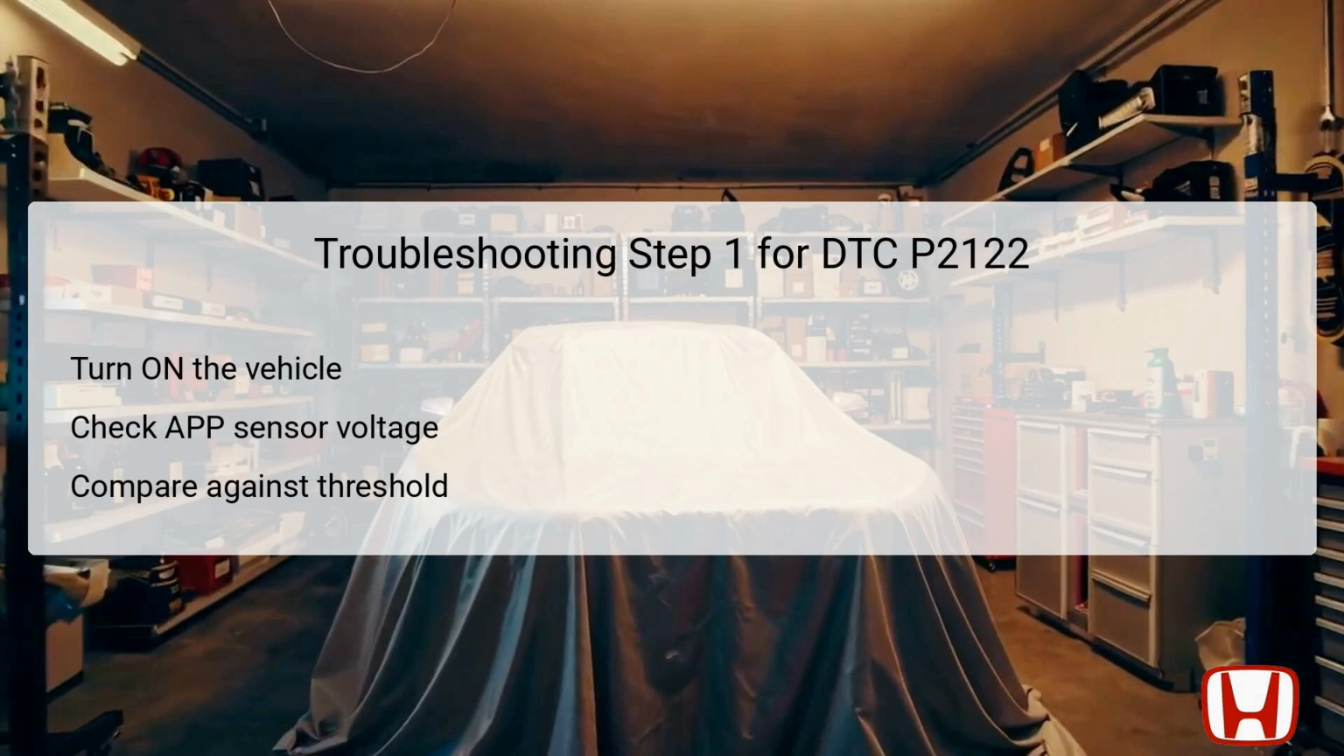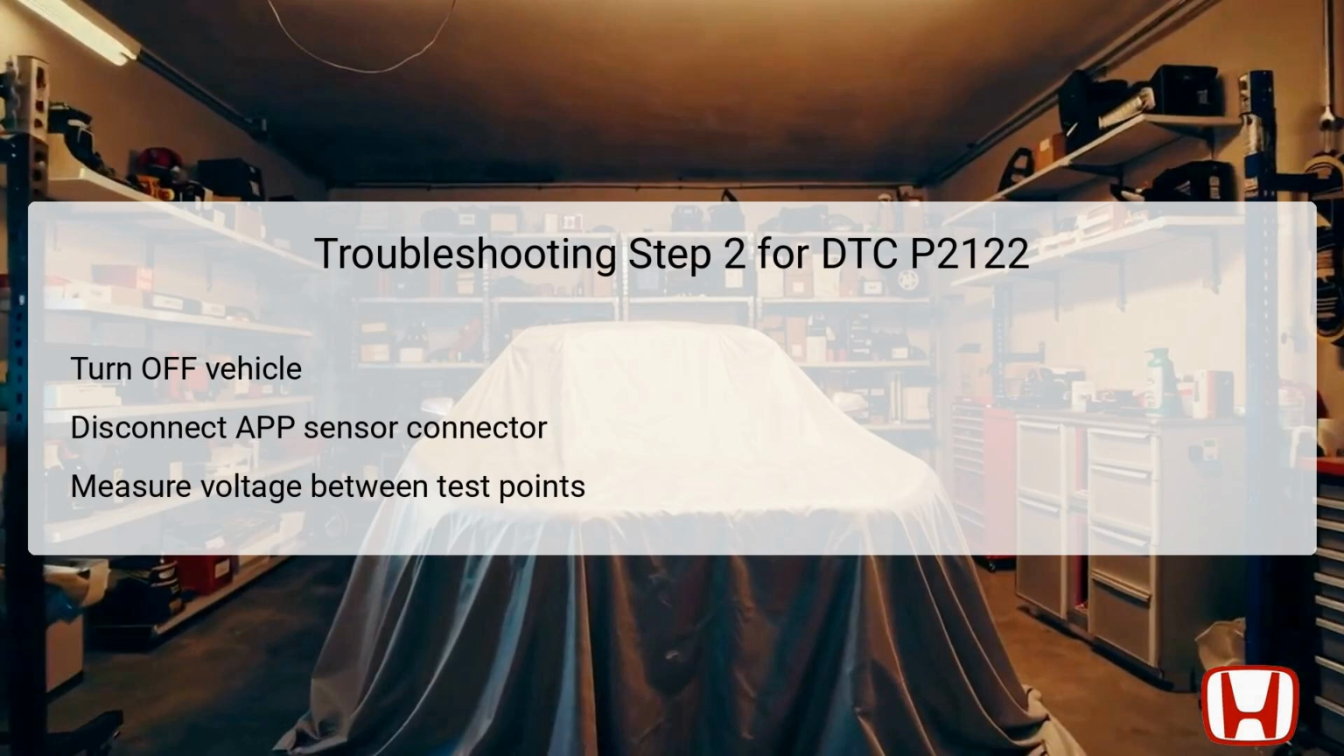If the readings show normal voltage, the issue may be intermittent, suggesting a need for investigating poor connections or loose terminals at both the APP sensor and the PCM. This first step is crucial in determining whether the error is consistent or if it requires further diagnostics under specific vehicle conditions.